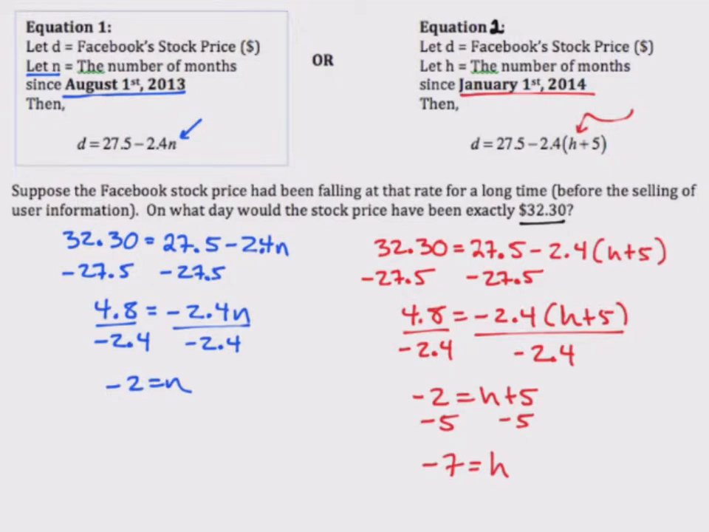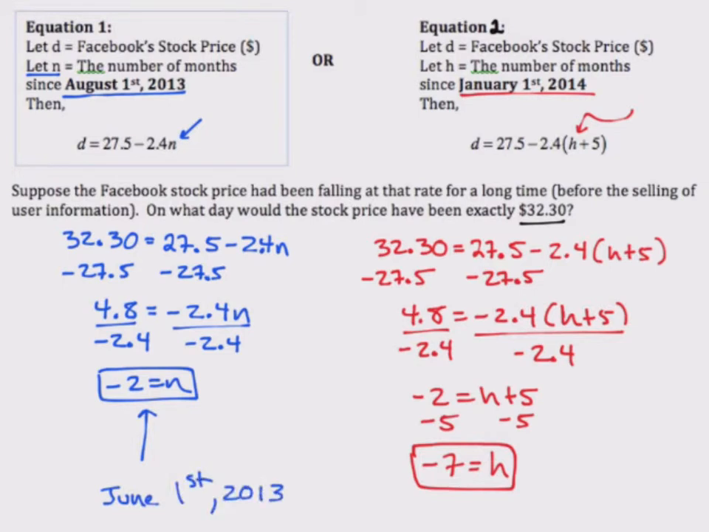So when we solve these two, we find that N equals negative 2 and H equals negative 7, but right now that doesn't have any kind of real world meaning. What does that mean? Well, it means that, according to our model, we suspect that 2 months before August 1st, 2013, the stock price should be exactly $32.30. So what's 2 months before August 1st, 2013? That's June 1st, 2013.